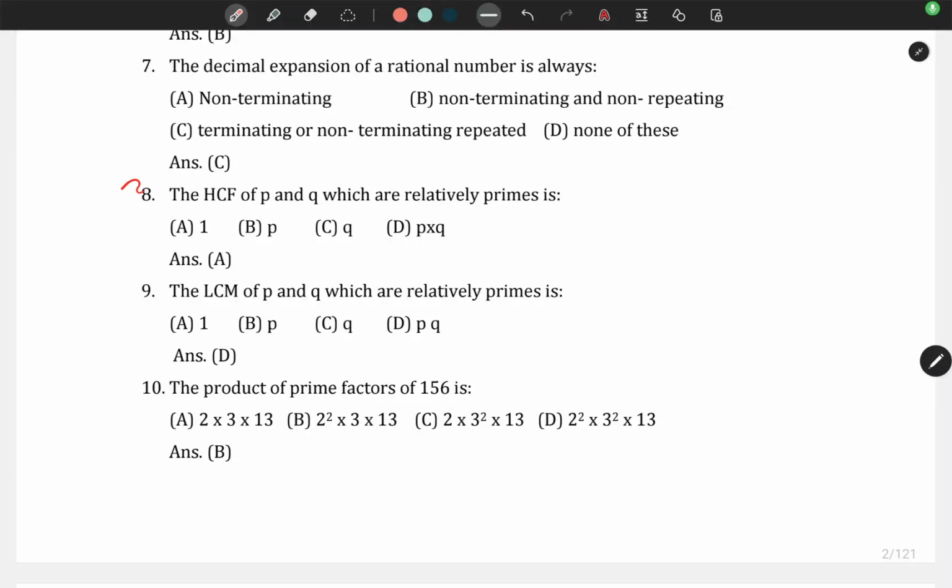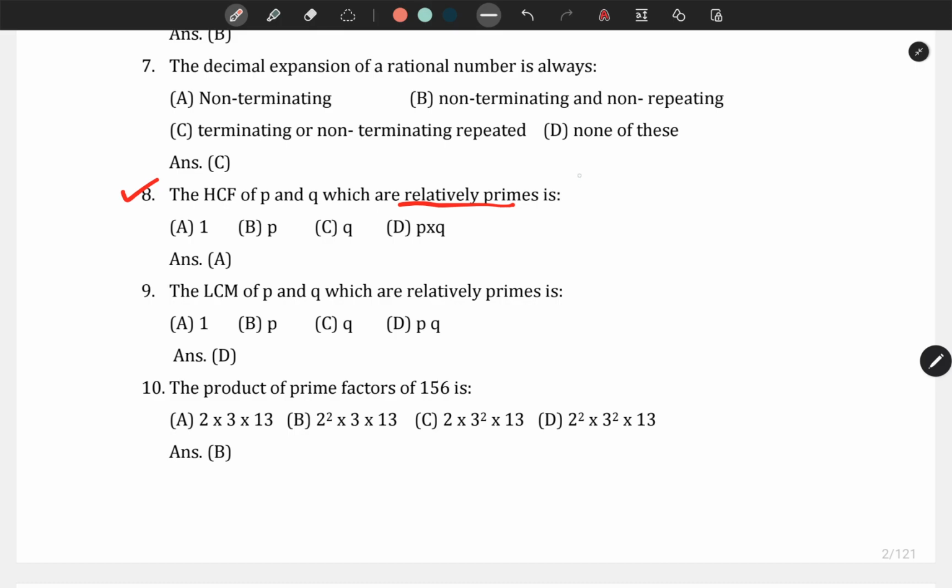Question number 8. The HCF of P and Q, which are relatively prime. Relatively prime numbers and co-prime numbers are the same. So what are relatively prime or co-prime numbers? Those numbers which do not have any factor in common other than 1.